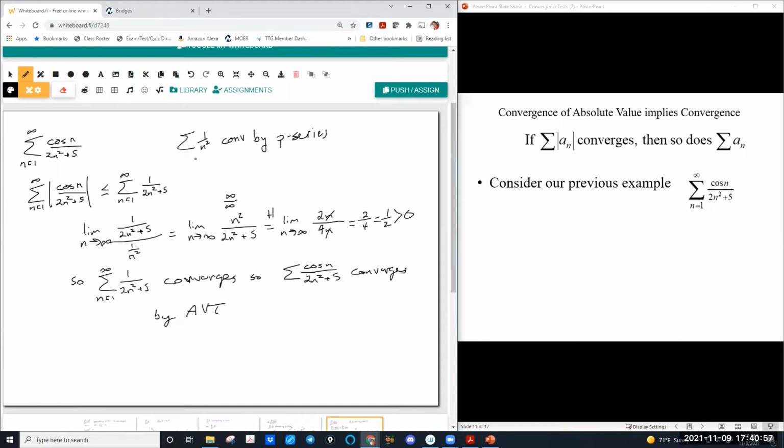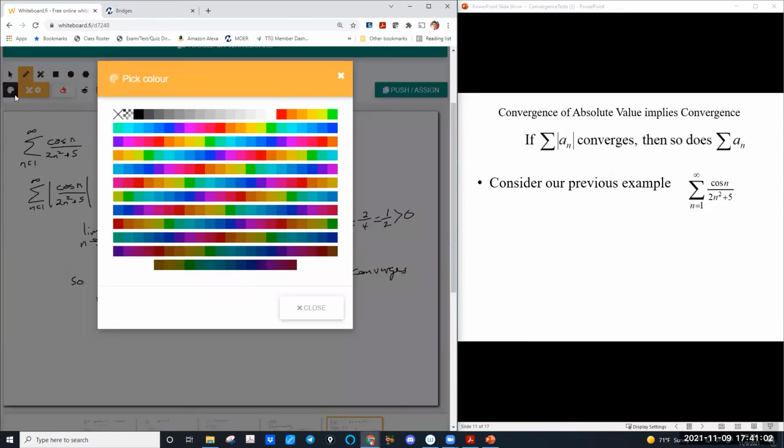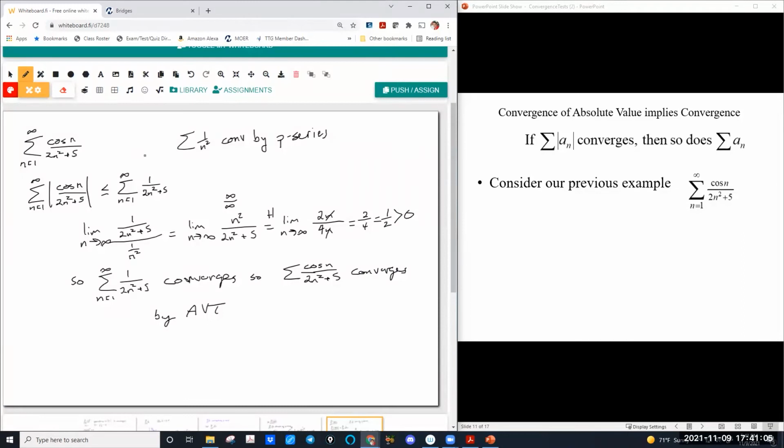And I didn't mention it at the time, I chose 1 over n squared to compare it to. I could have chosen 1 over 2n squared because that's 1/2 times a p-series. But again, same idea. I'm looking at the lead terms of the top and the bottom to decide what p-series to compare it to. The 2 I don't worry about too much. Like I said, we could compare that to 1/2 times 1 over n squared, but 1 over n squared is going to do the job. That number is not going to make a difference in the convergence or divergence.